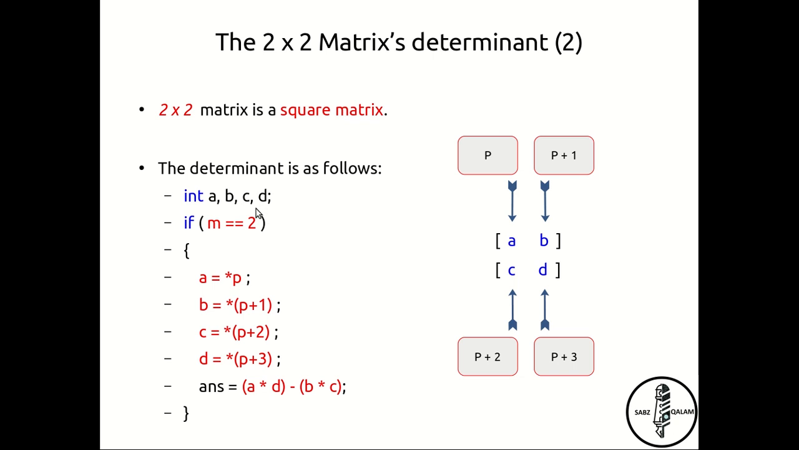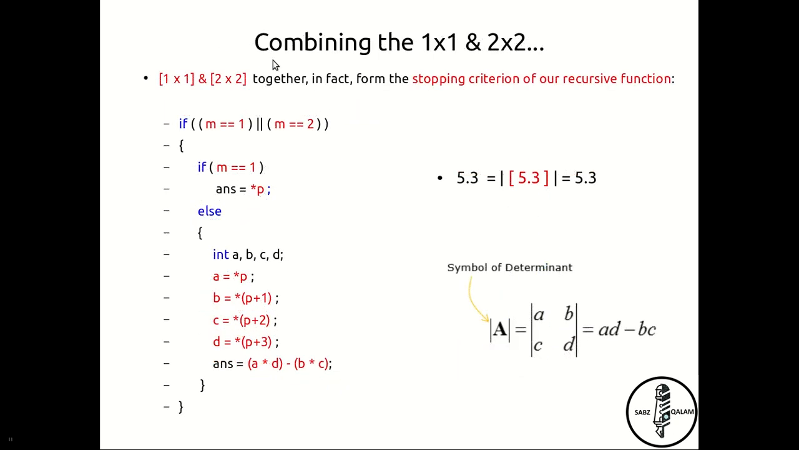And you will see as we proceed that the number of variables required in this particular function will just grow exponentially. So the two together, the 1 by 1 and 2 by 2, are the simplest square matrices that we have, and they together form the stopping criteria of our recursive function. Whenever you start writing recursive functions, you start with the stopping criteria and then you have the else.